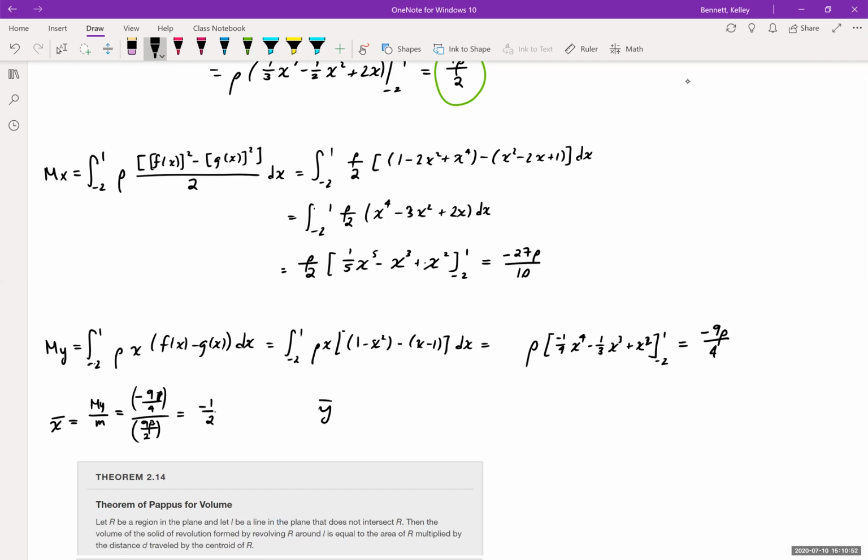And then for y bar, I get my moment about x over my total mass, which was -27 rho over 10, divided by the mass, which is still 9 rho over 2. And that simplifies to -3/5. So in that way, I was able to compute my total mass, my moments about x, my moments about y, and my centroid x bar, comma, y bar.